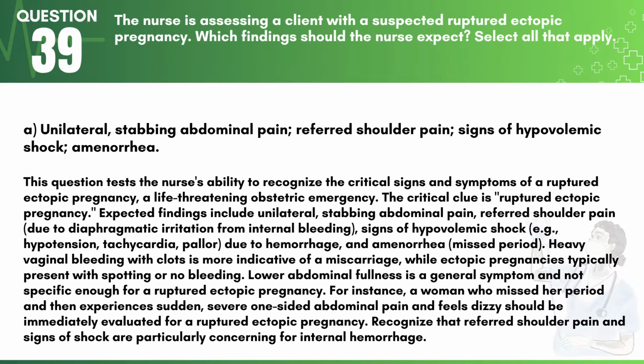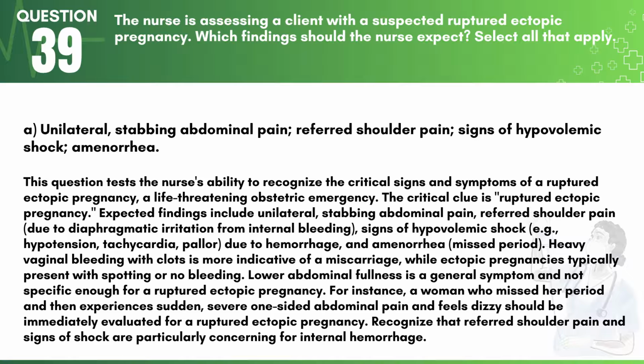Answer. Unilateral, stabbing abdominal pain, referred shoulder pain, signs of hypovolemic shock, amenorrhea. This question tests the nurse's ability to recognize the critical signs and symptoms of a ruptured ectopic pregnancy, a life-threatening obstetric emergency. The critical clue is ruptured ectopic pregnancy. Expected findings include unilateral, stabbing abdominal pain, referred shoulder pain, due to diaphragmatic irritation from internal bleeding, signs of hypovolemic shock, e.g., hypotension, tachycardia, pallor, due to hemorrhage, and amenorrhea, missed period.